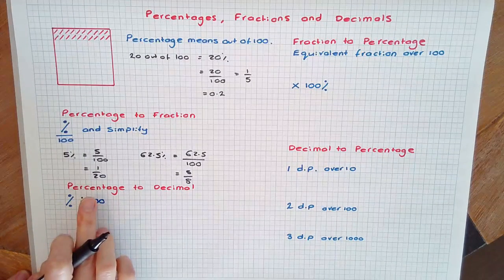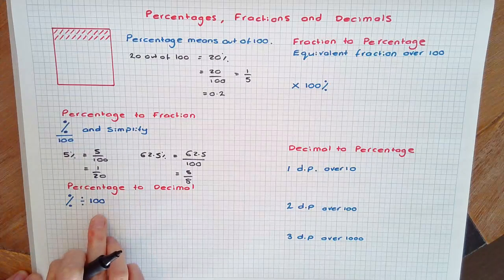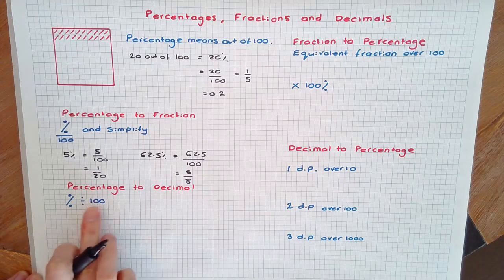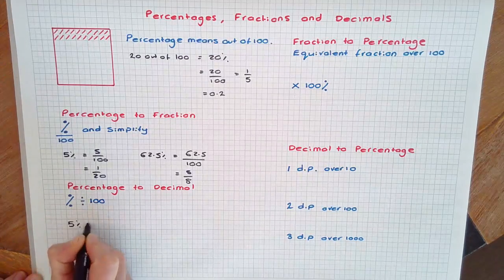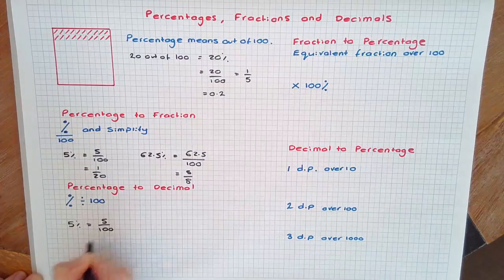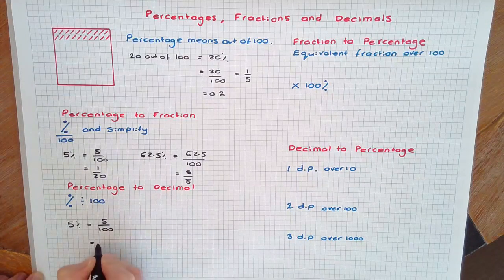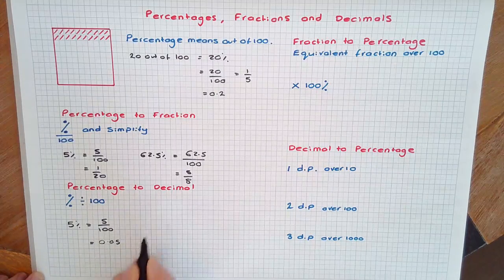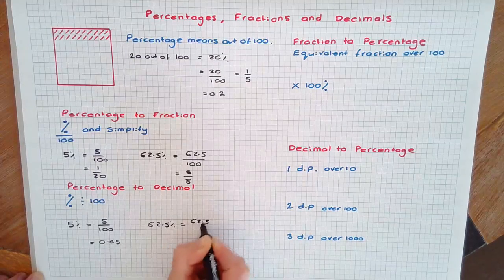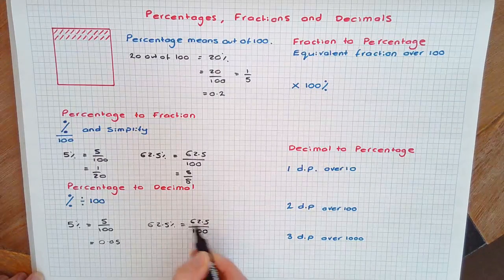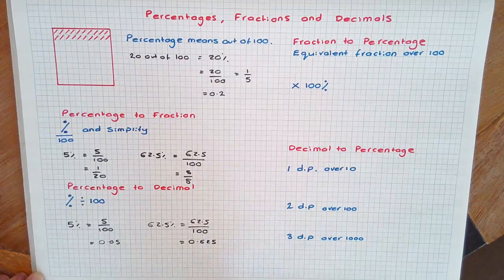Similarly, a percentage can be converted to a decimal by first writing it as a fraction with a denominator of 100 and then dividing by 100. For example, the 5% before was 5 over 100. And instead of simplifying, we actually go 5 divided by 100, which is 0.05. 62.5% being 62.5 over 100. 62.5 divided by 100 is 0.625 as a decimal.